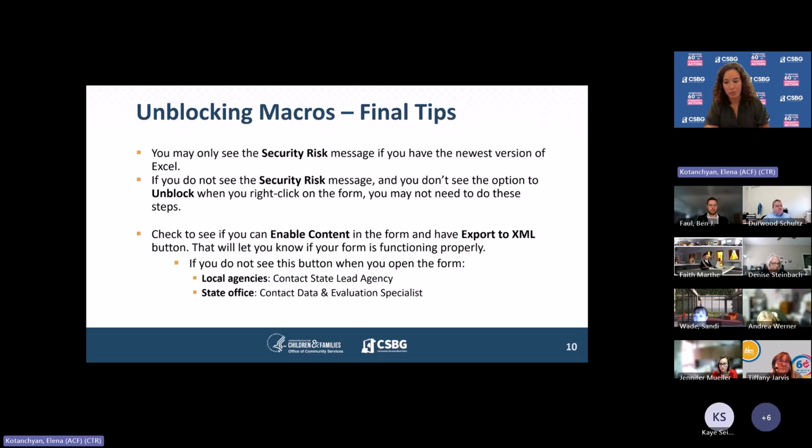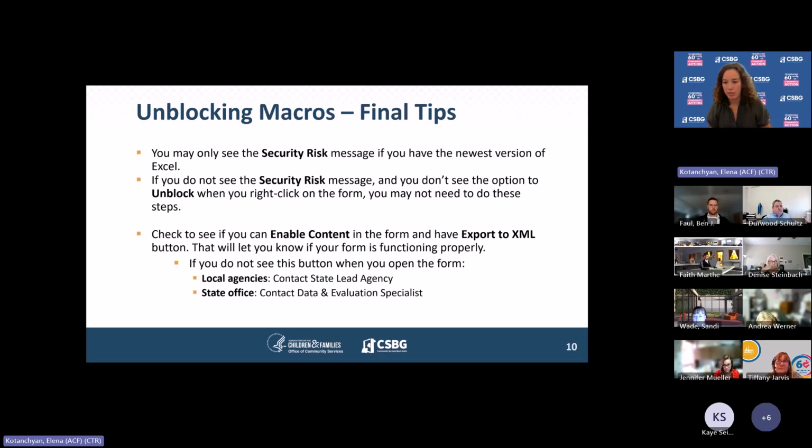Another step to ensure that your smart form is working correctly is to make sure that you have the export to XML button. If you don't have it, that's how you know the smart form is, we say, corrupt or broken, so it's not functioning correctly. You're going to enter data, send it to the state office, and then they won't be able to export it to XML. So you can minimize the time going back and forth by checking, when you open it, even before you enter the data, that you have that button.